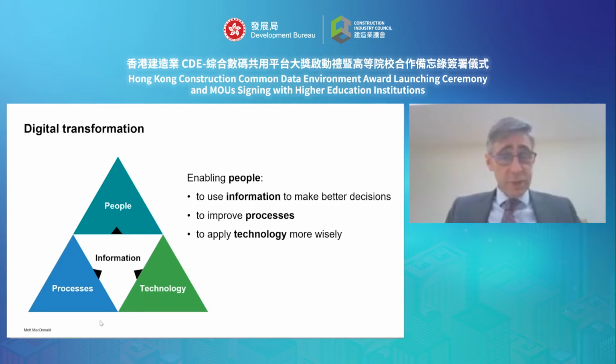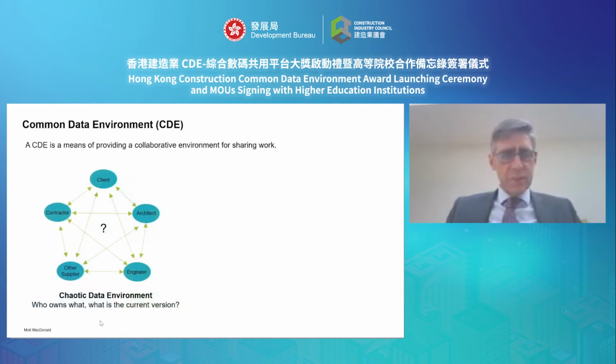But it's also about improving processes, and it's about applying technology more wisely. And so those improvements of processes and technology are really all about enabling a better management of information. And that is then about enabling people to make better decisions. So as I say, people at the top and information in the middle. And so this then means that we can see the real value of data, and it points to why we need common data environments. So let's start with common data environments.